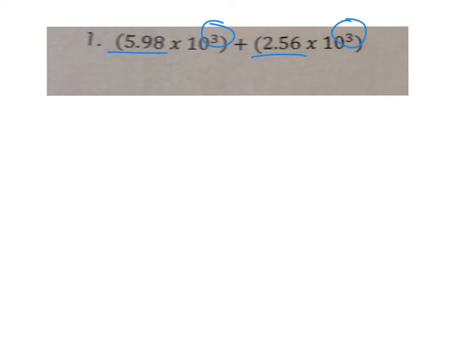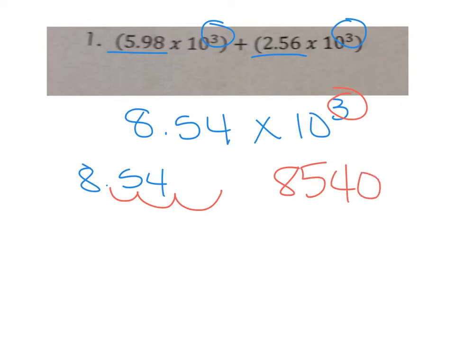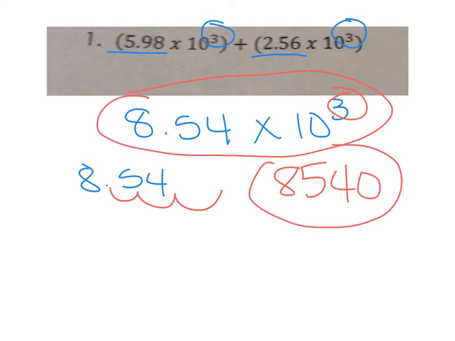When I use my calculator, that comes out to be 8.54 times 10 to the third. In scientific notation, in decimal notation, I would take 8.54. I would move the decimal 3 places to the right because the exponent's positive, which means move right. So my standard form answer is 8,540. So here is my scientific answer. Here is my standard answer.